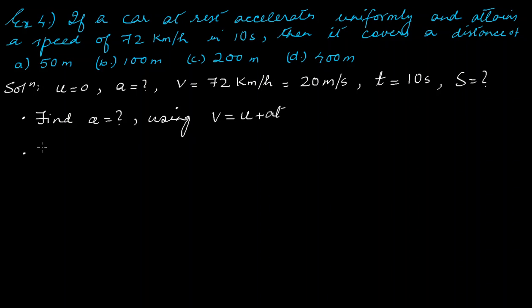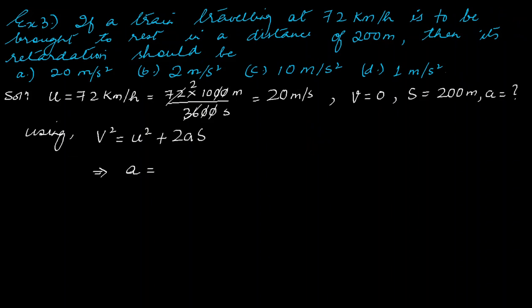The second step, find s is equal to how much, using which formula now? s is equal to ut plus half at square. Okay, so you should get 100 meter. The previous problem, the answer should be 1. You'll get -1. Okay, but since the minus sign, it only denotes that it is a retardation.